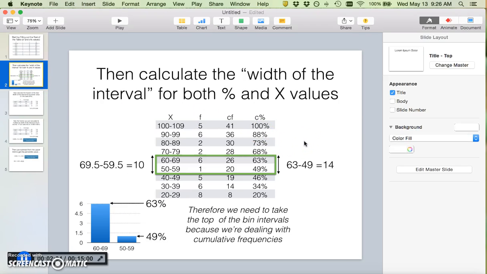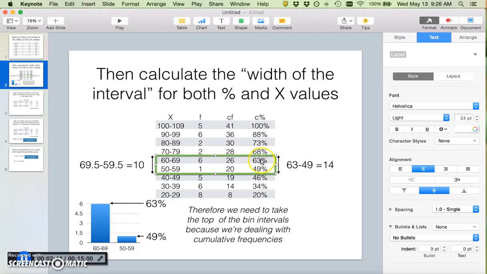So now we need to calculate the width of the interval for both the percentage and the x values, given that we want to find the 50th percentile. I've highlighted right here the values that you should pay attention to, because these values contain the 50th percentile from 49% to 63%. So what we're going to do is take the upper bins, or the upper width of the interval, and that's because we're dealing with bin values. The value 63% refers to a cumulative percentage.